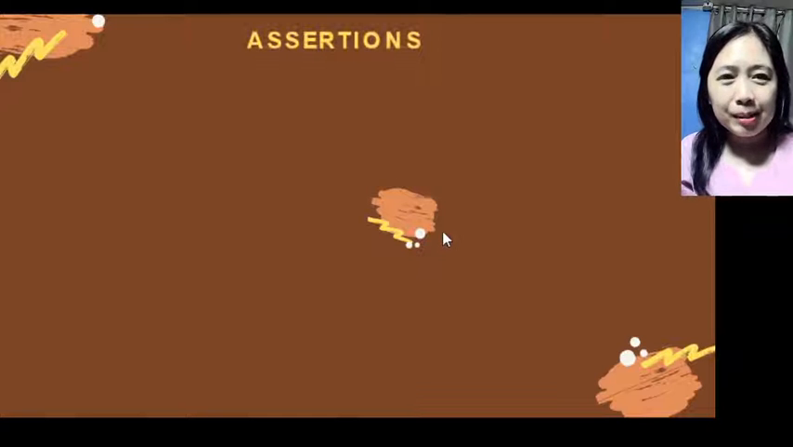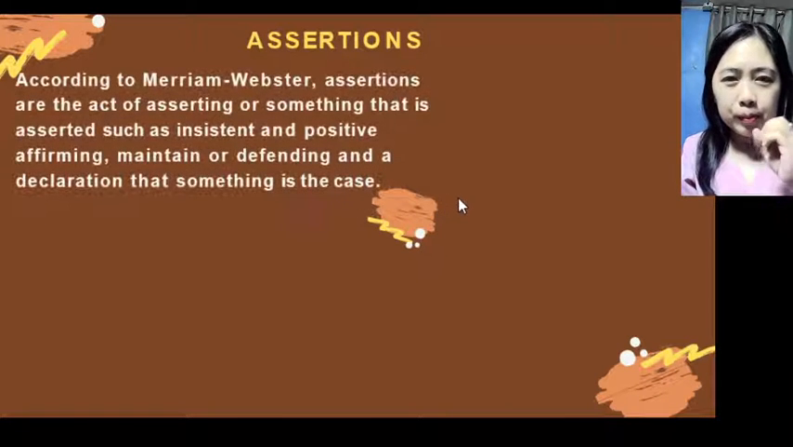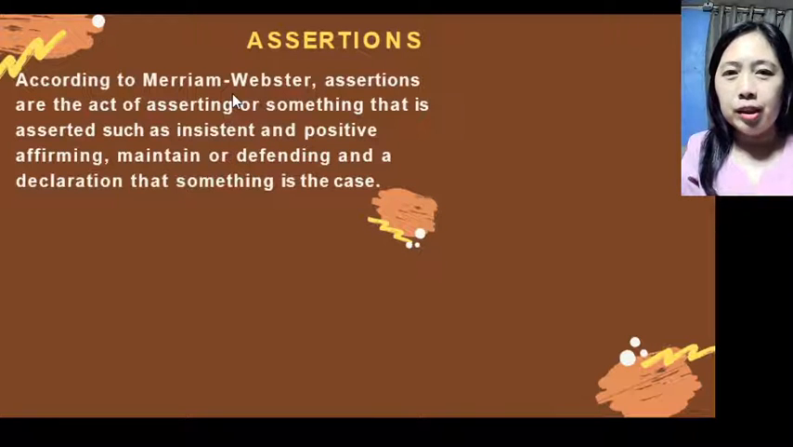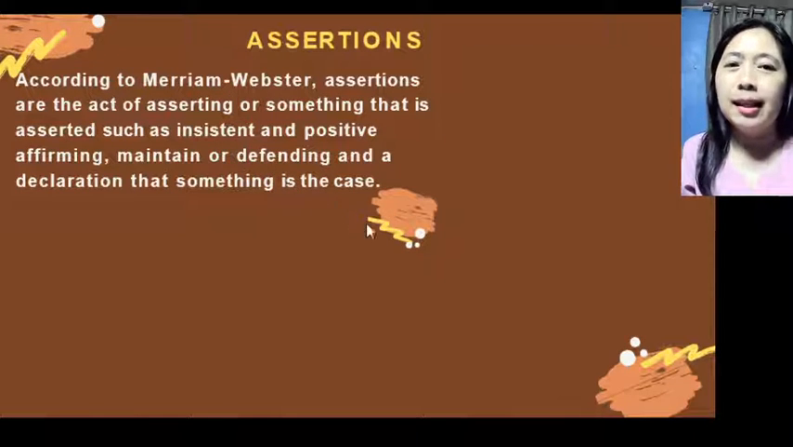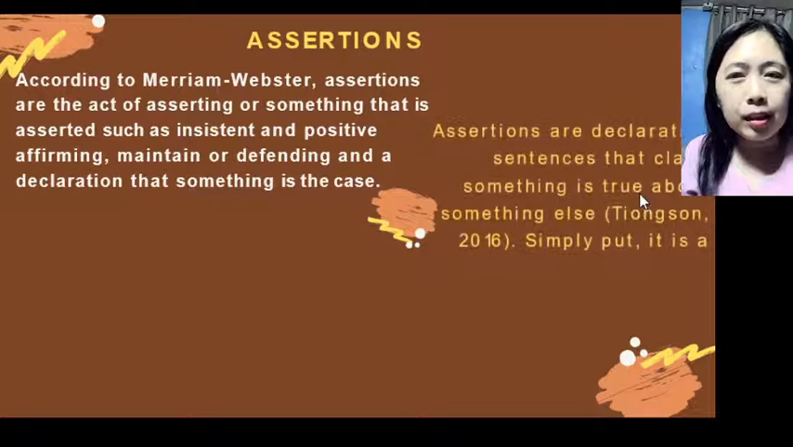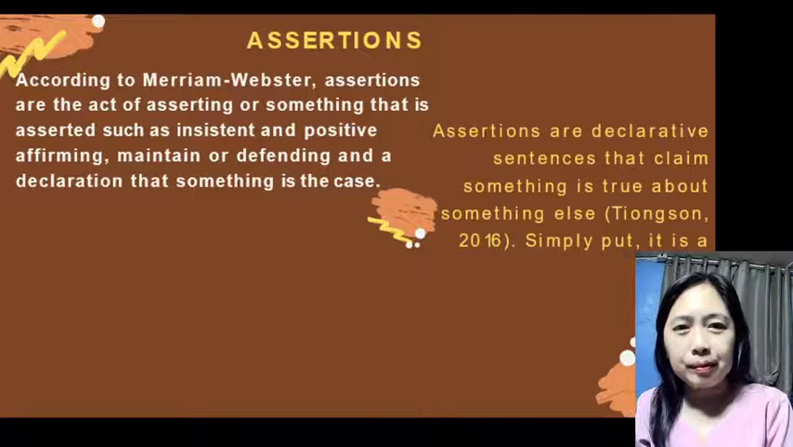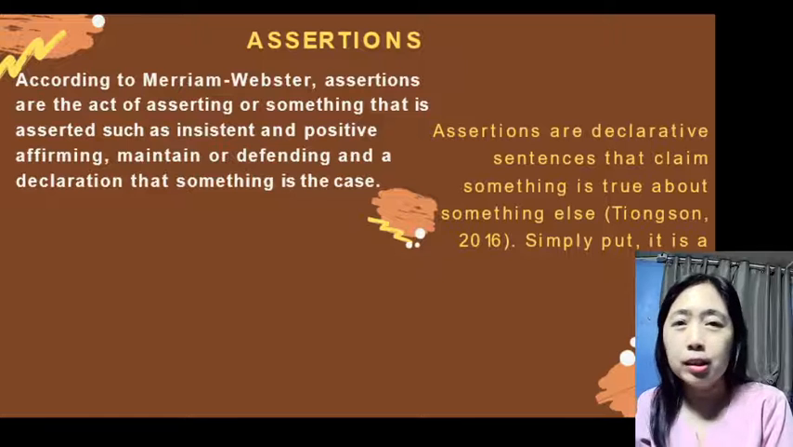Okay, so assertions, we do have 3 different information or description about assertion here. From my favorite dictionary, okay, according to Merriam-Webster, assertions are the act of asserting or something that is asserted, such as insistent and positive affirming, maintain or defending a declaration that something is the case. Okay, another definition we have here. Okay, let me adjust my screen. Assertions are declarative sentences that claim something is true about something else.